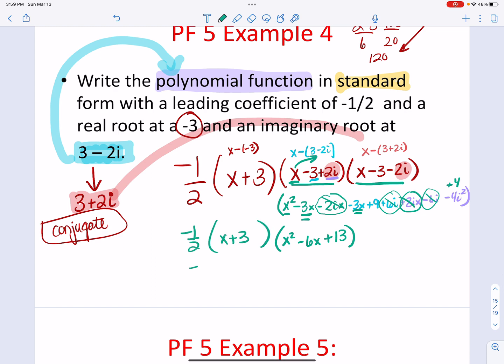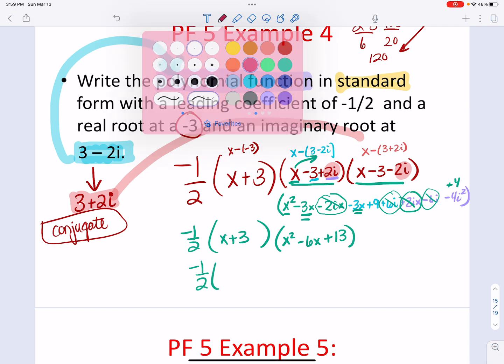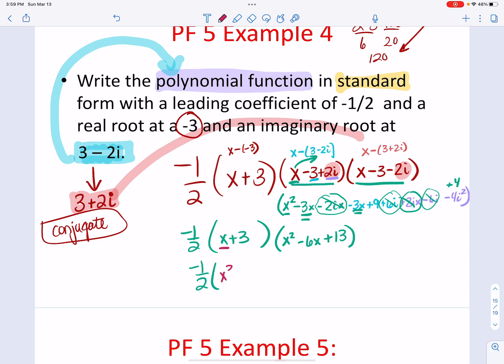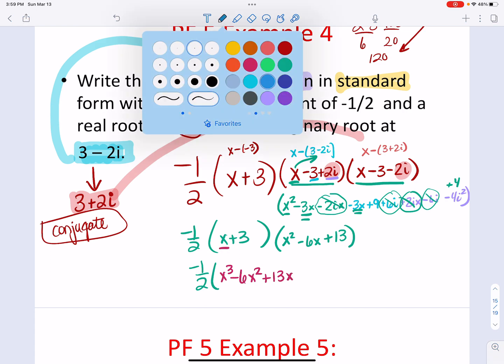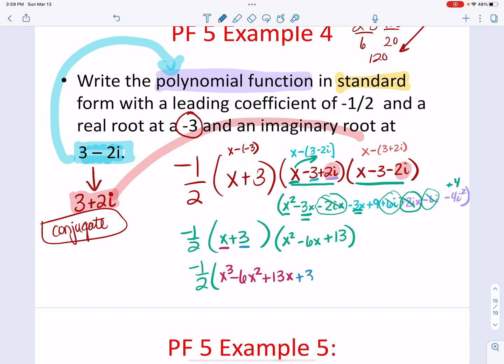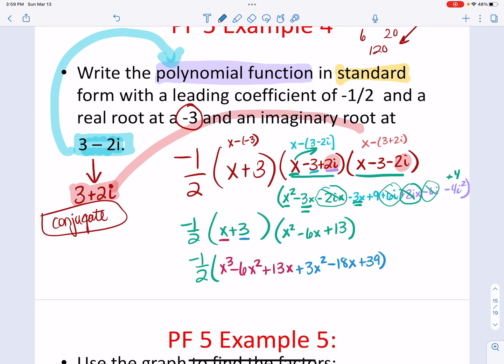Now I'm going to multiply in by x plus 3. I multiply in by the x, and that gives me x cubed minus 6x squared plus 13x. And then I'm going to multiply in by the 3, so I'd have plus 3x squared minus 18x plus 39. Then I'm going to put like terms together, and I'm going to multiply by the 1/2 as well.